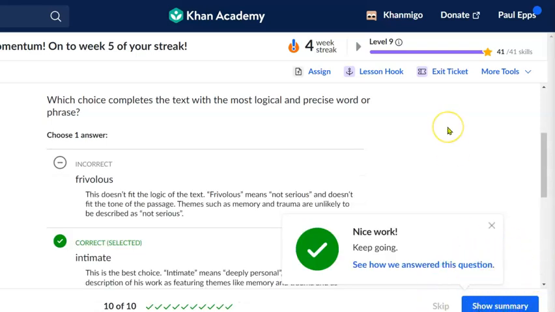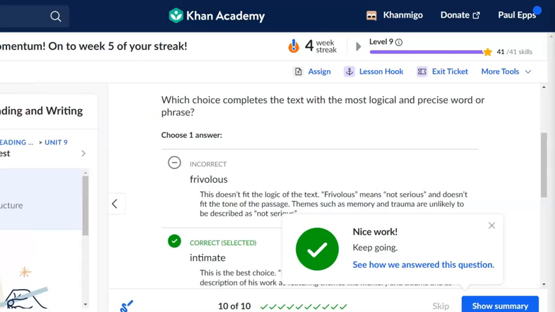All right. So we're 10 out of 10. What was this one called again? It's reading and writing, craft and structure. Update on craft and structure.